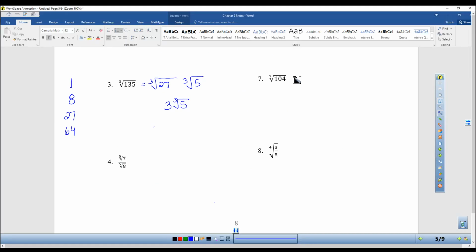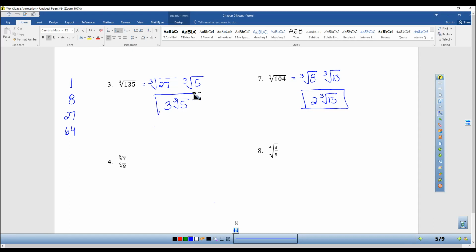Cube root of 104. This time I don't try 27. I think 27 doesn't sound like it's going to go into 104, but 8 might. So I tried on my calculator, and sure enough, 8 does go into 104 13 times. So the cube root of 8 is 2. That's the part that I can do, and now the part that I can't do.